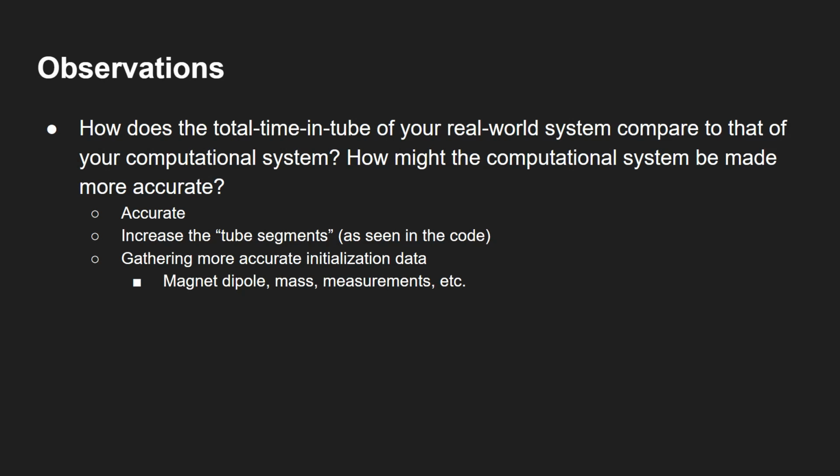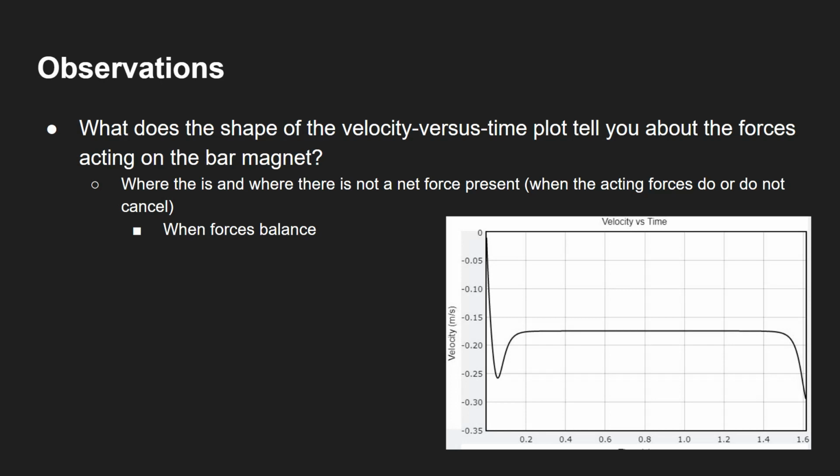One way to increase the accuracy of the computational system is to increase the tube segments, that n length variable I mentioned earlier. We can also gather more accurate initialization data, such as the dipole for the magnet, the mass, and the length. Then, what does the shape of the velocity versus time plot tell you about the forces acting?